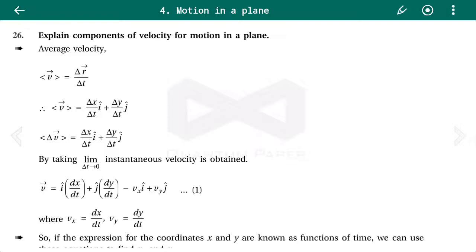In this video we are going to discuss the components of velocity for motion in a plane, of chapter 4, Motion in a Plane. Explain components of velocity for motion in a plane.